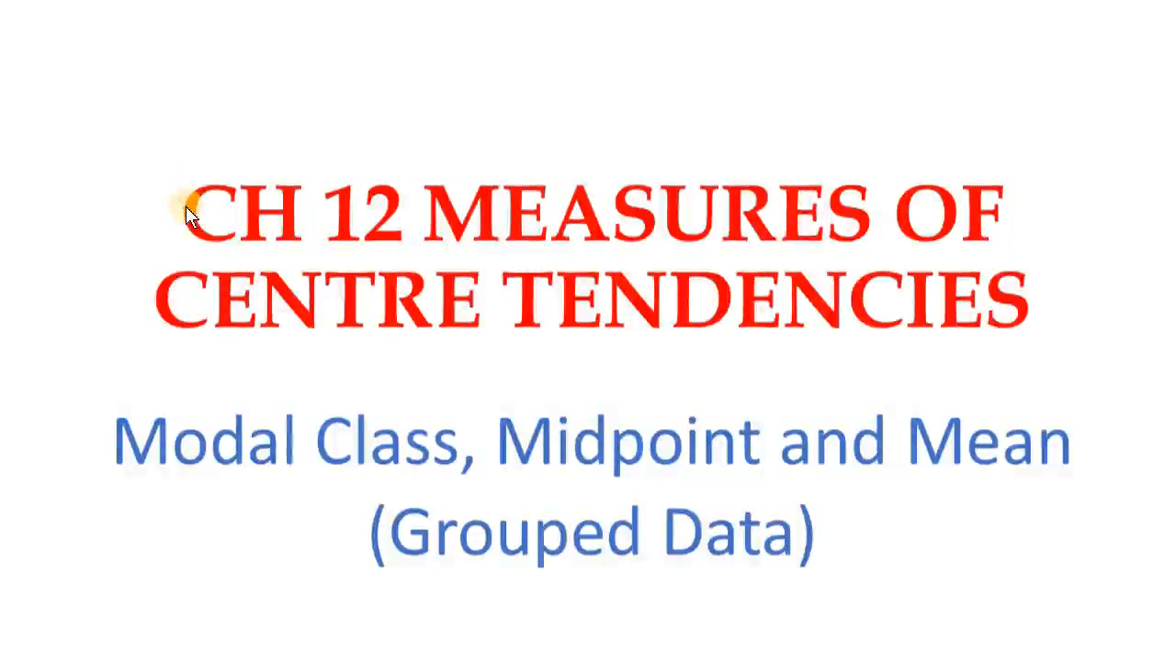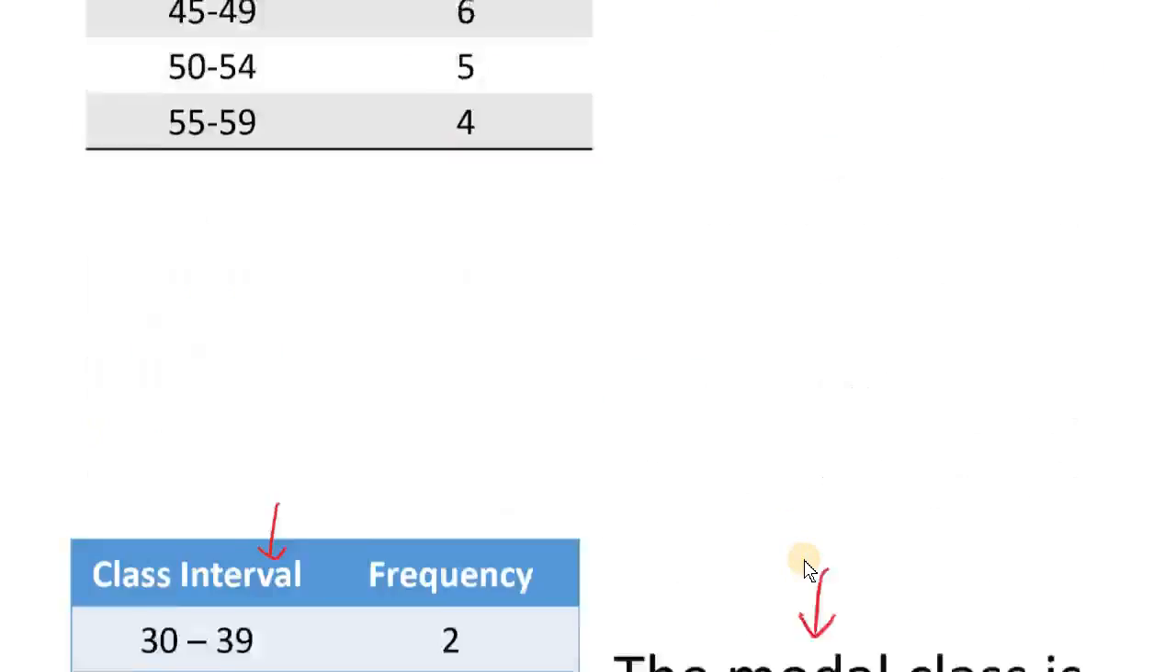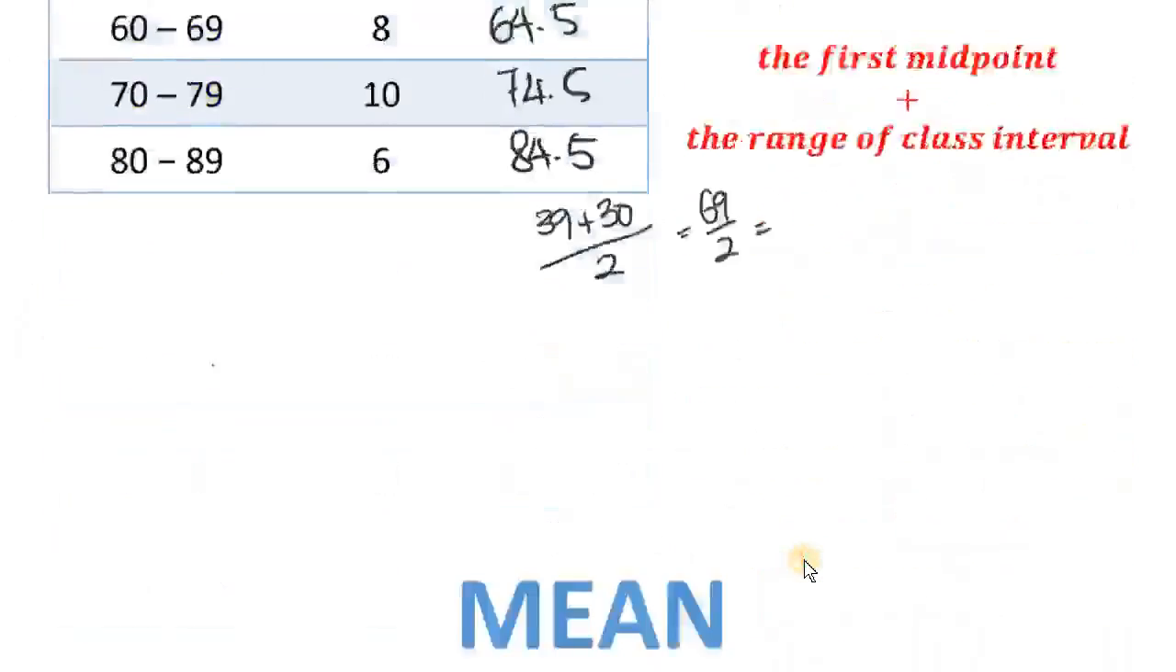Okay, so we will continue in the same chapter, chapter 12, measure of central tendency. In the previous video, we already did modal class and midpoint. So we will continue today to find the mean for grouped data. So we go through the mean.